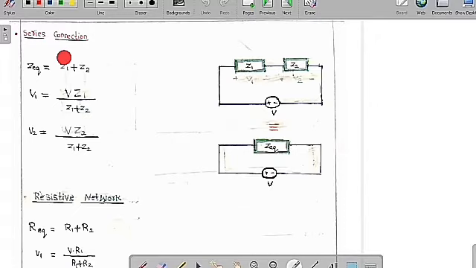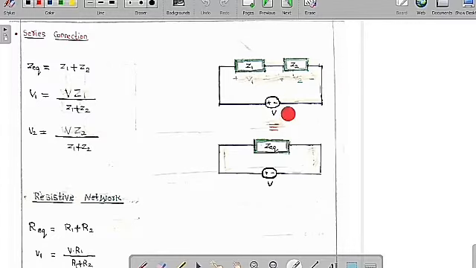So now we are going to learn about the series connection. Series connection means the current in both the elements should be the same. Then only we can say that this is a series connection, means the current in Z1 is equal to the current in Z2. Then only we can say it is a series combination.